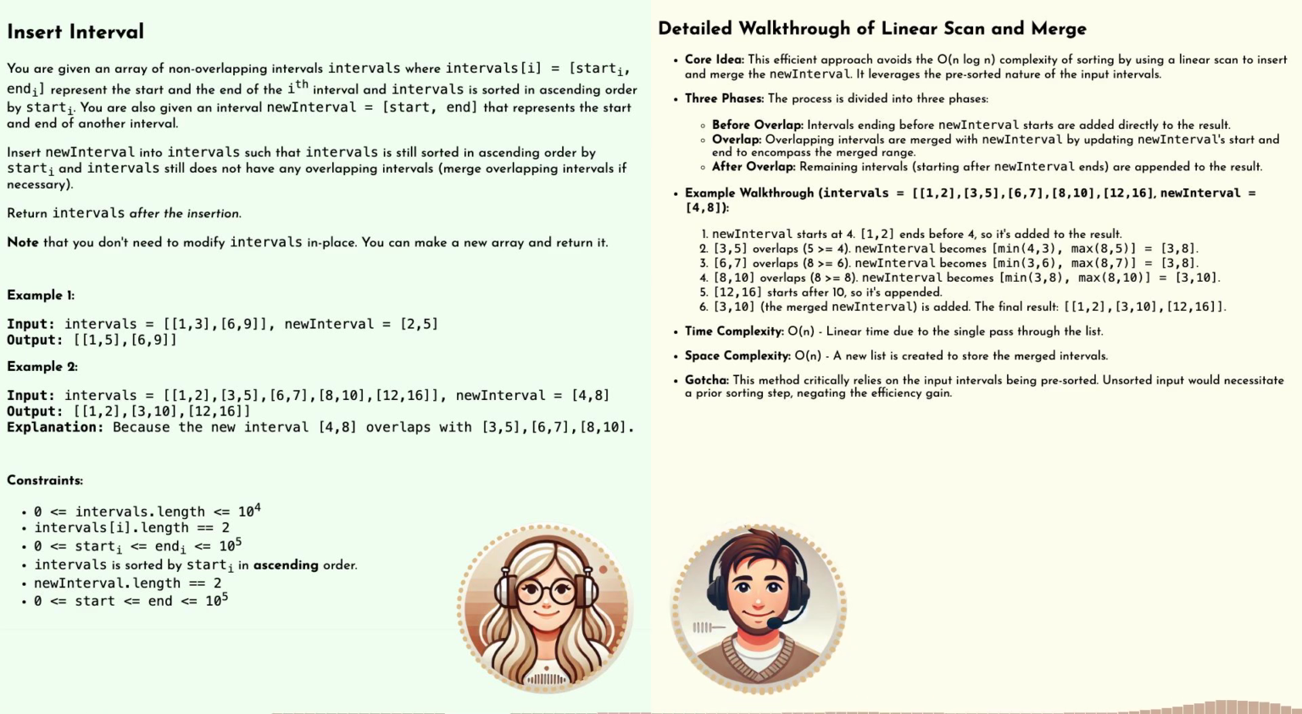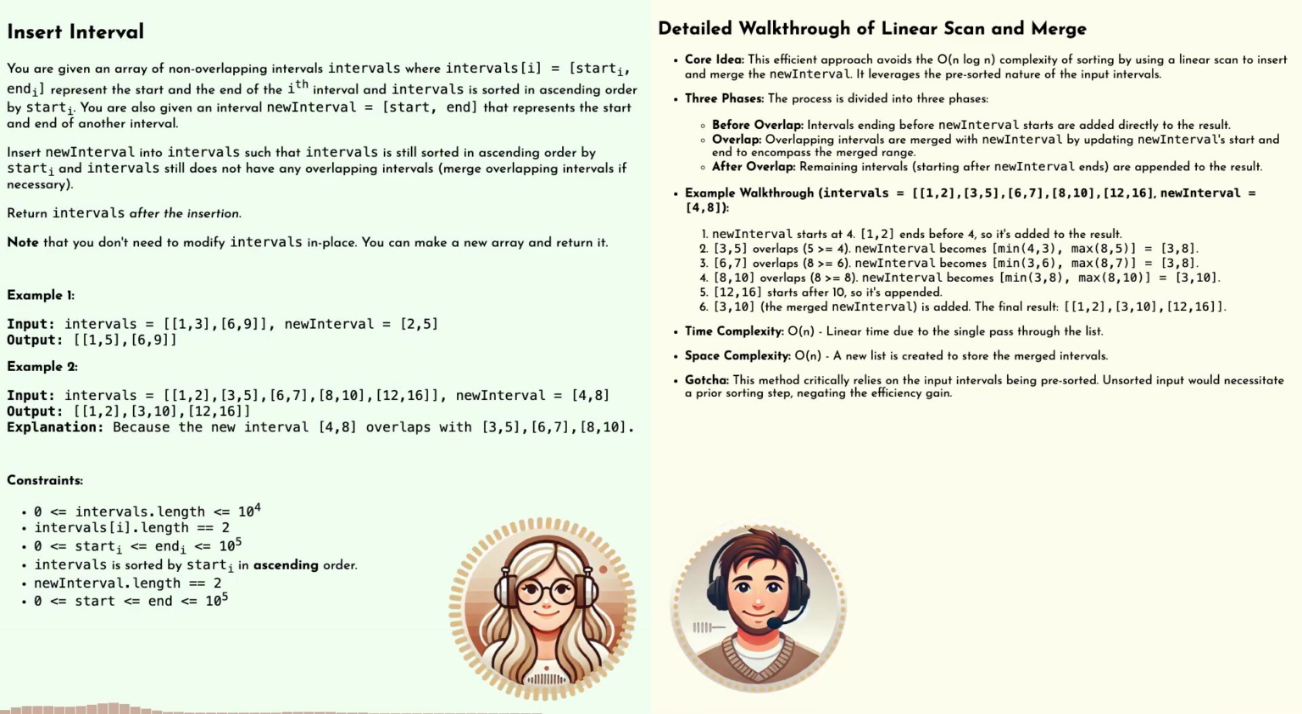We'll start by comparing the new interval 4-8 with the first interval in our list, 1-2. So 1-2 ends before our new interval even begins. It's like an appointment that finishes before a new one starts. Exactly. What do we do with it? We simply add it to our results list and move on. So far, our results list would be 1-2. Easy enough. What about the next interval, 3-5?